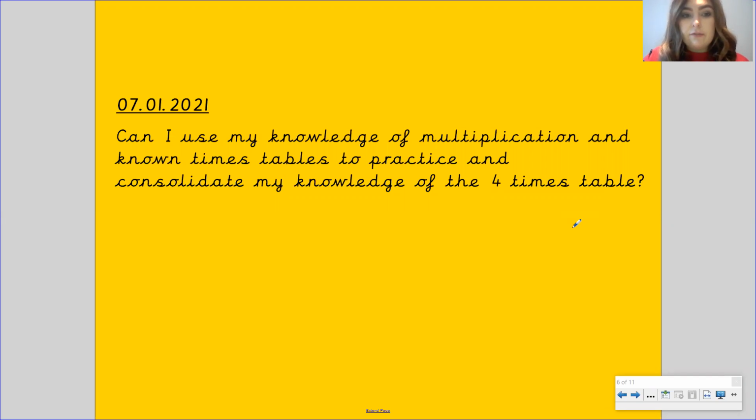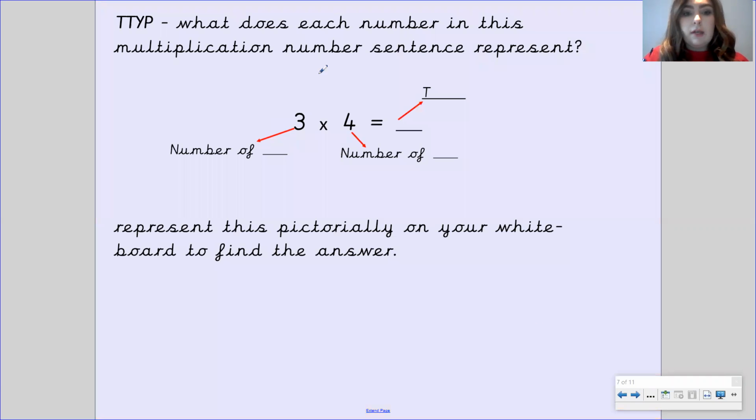Now our learning objective for this lesson is, can I use my knowledge of multiplication and known times tables to practice and consolidate my knowledge of the 4 times table? So have a look here, we've got 3 times 4 equals what? And I want you to have a think now.